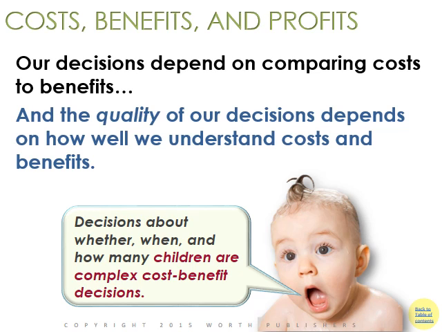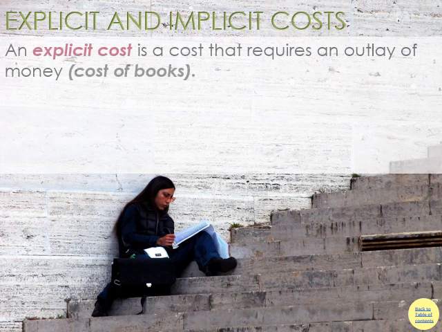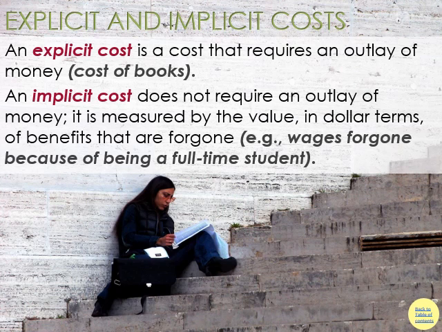In this chapter, we're going to look at decision making, where the rational decision maker compares the incremental or marginal benefits to the incremental or marginal costs. And if the marginal benefits exceed the marginal cost, the decision maker is going to go ahead with that particular decision.